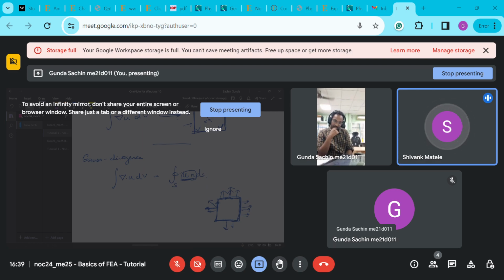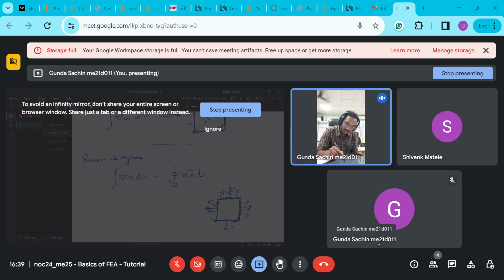So basically, both of them are saying, yeah. So that's why we are only taking this vector which is normal, right? u is a vector, n is the normal to the surface, which we are doing.